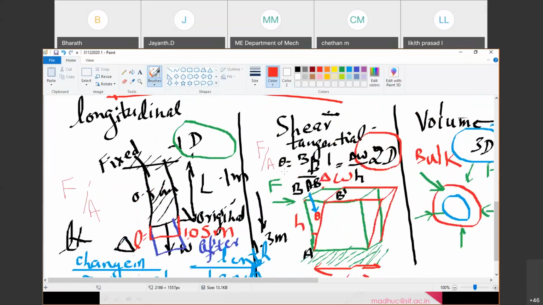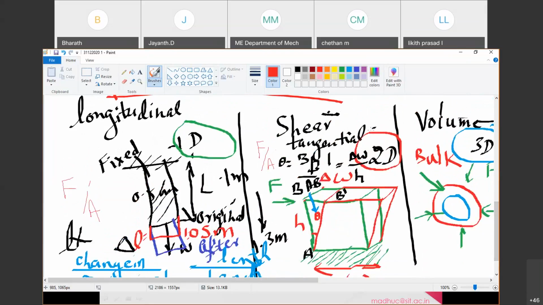Next, when it comes to shearing strain, it is defined as theta. It is given by theta, which is nothing but tan theta, but we will just write it as theta. That is your shear strain. Shear strain is BB' by AB, which is delta W by H from this particular diagram.